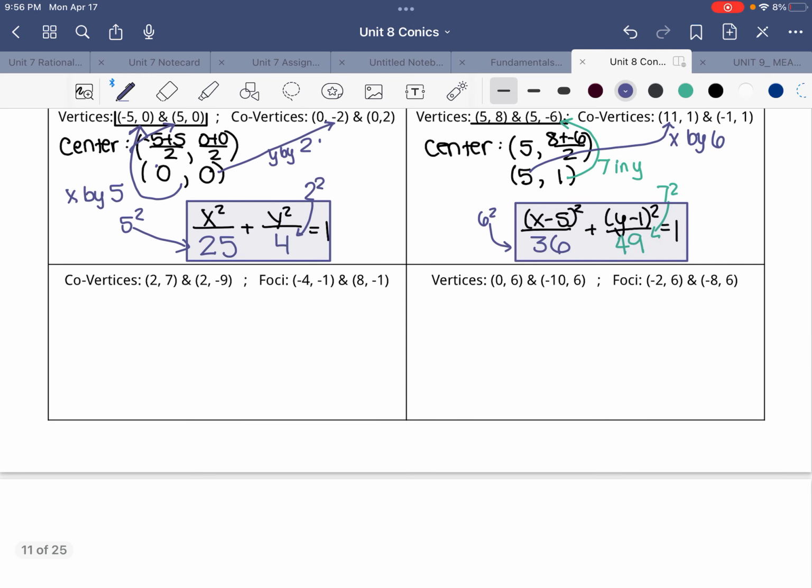Okay? These last two get a little bit tricky because they give you the co-vertices and the foci, or the vertices and the foci. However, it still starts the same way. You can't do anything until you find the center. So halfway between 2 and 2 is 2. Halfway between 7 and -9, I'm not sure, so I'm going to add them together and divide by 2. 7 plus -9 is -2, and -2 divided by 2 is -1. So I've got my center, which means I can set up the first part of my equation.